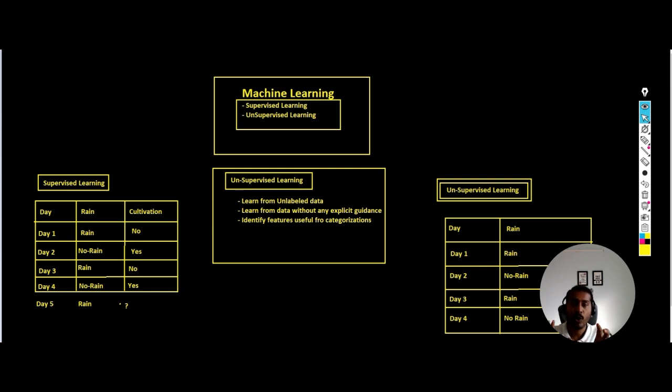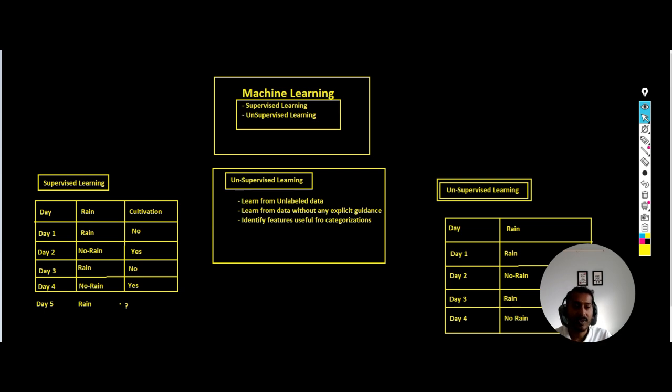So the overall picture is they find the similarities between the data, and based on the similarities they categorize. Okay, because there is no need to say yes, no, or give some values. They just find the similarities and they categorize.